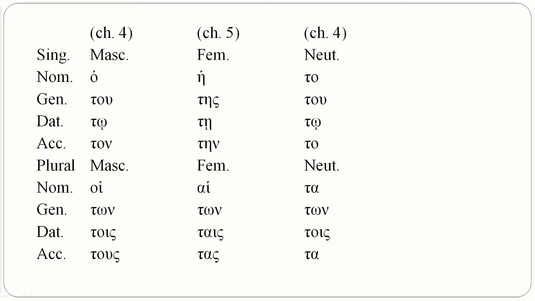Let's skip over the feminine forms for now, because the neuter forms also use the second declension pattern. Again, this is from Chapter 4, and it will use that sort of neuter subcategory. In the neuter, the nominative does have a tau. If you remember from the masculine, it did not, but the neuter does. So it's to, tau, omicron.